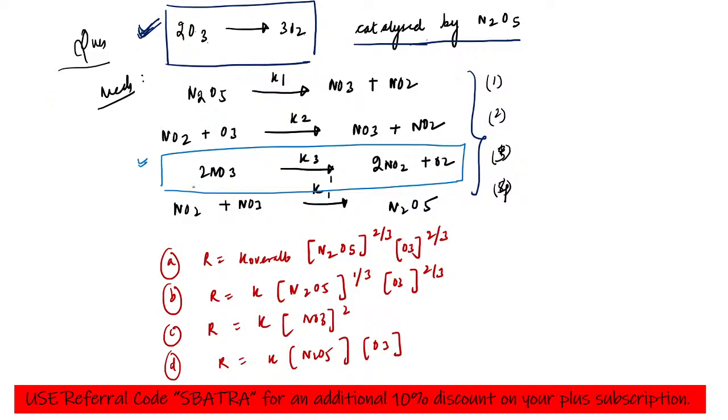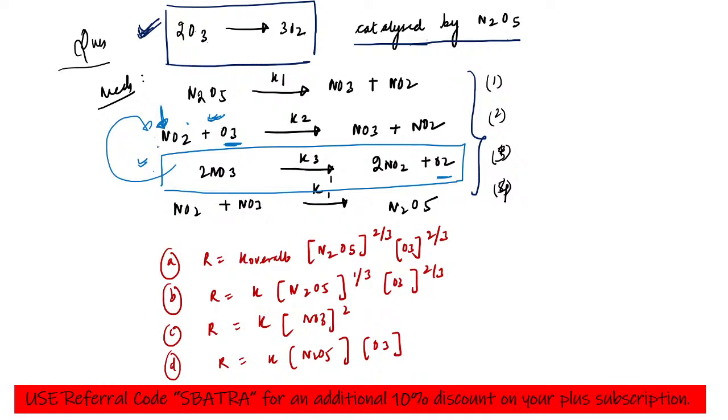Now, we can actually write the rate of reaction for this step also, because in this step O3 is also given. In this step O2 is given, in this step O3 is there. So we can write the rate for this reaction also. We can just select any of these two reactions and write down the rate.